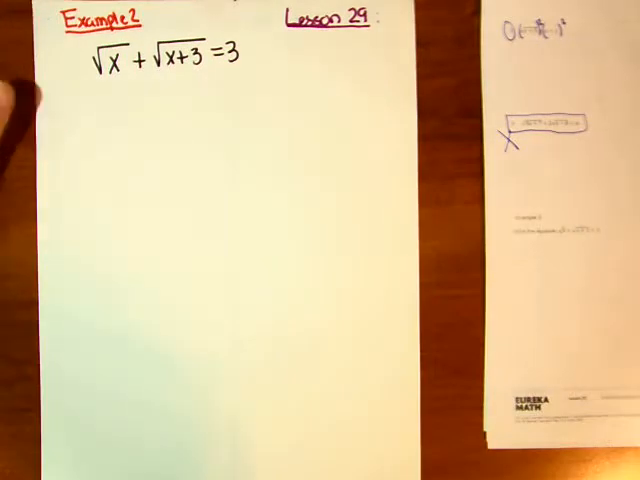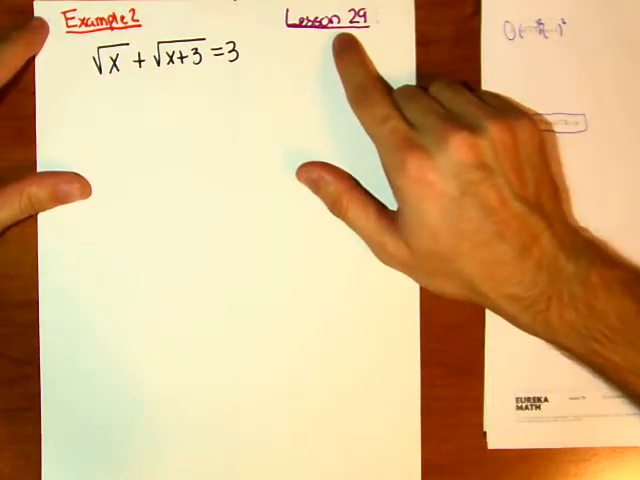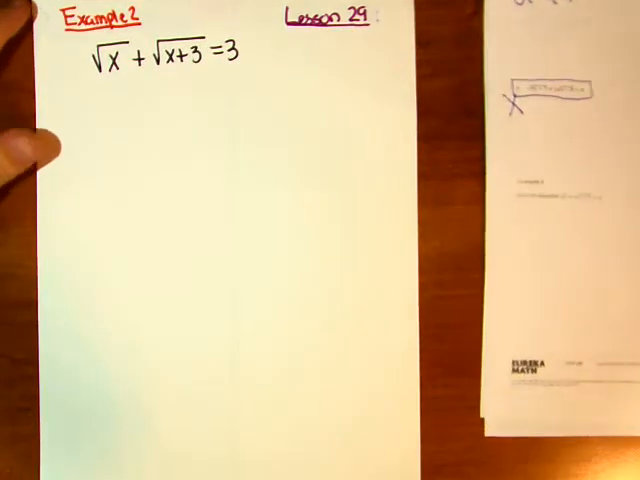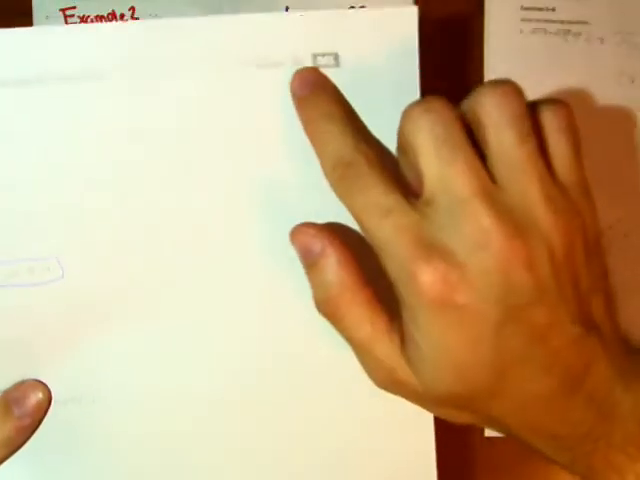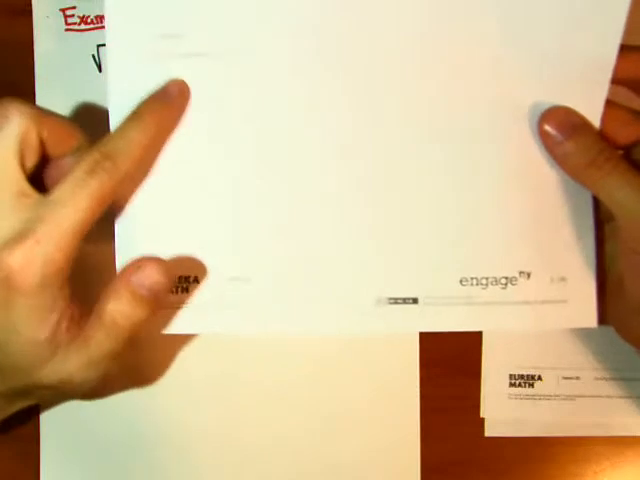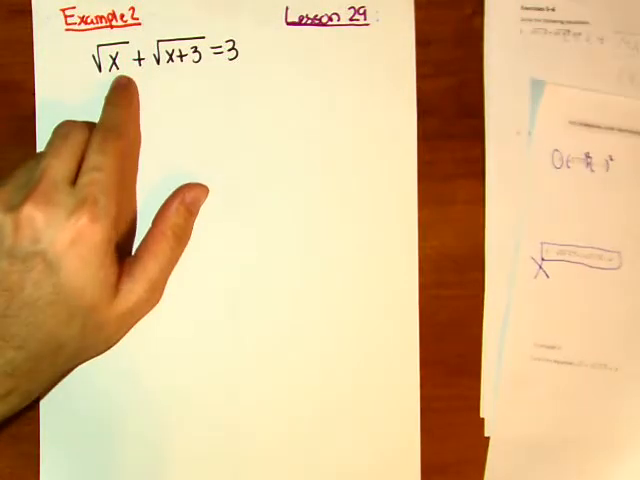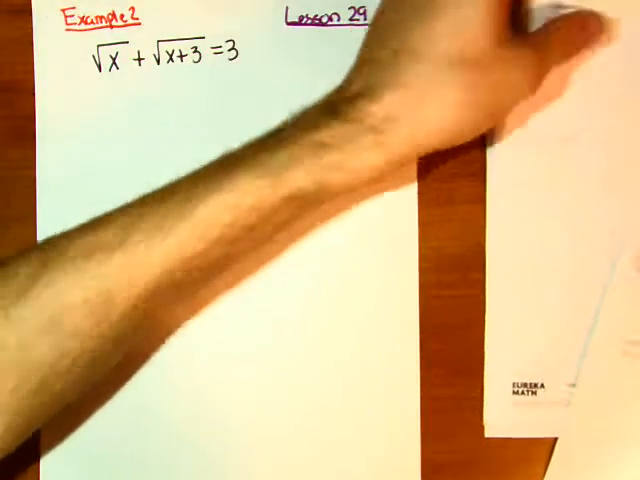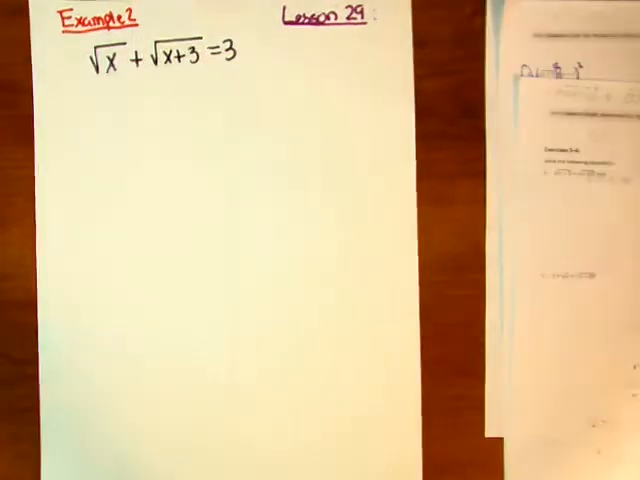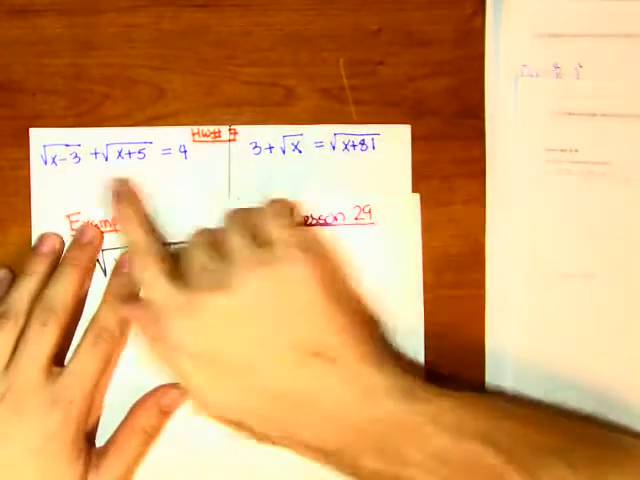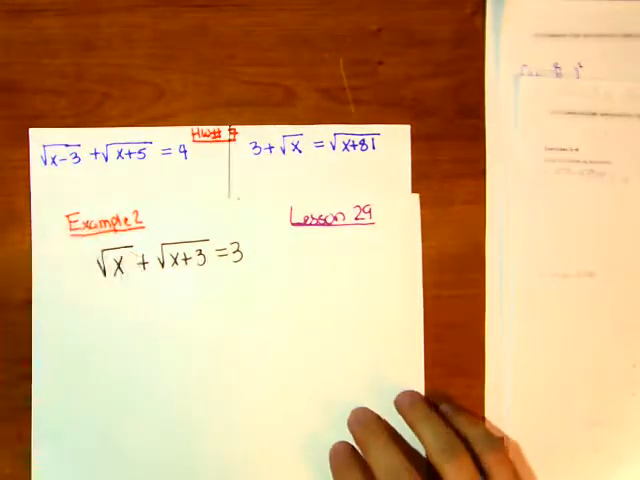Okay, welcome. So, game plan for this video is just to go over the 3 questions that we went over yesterday in lesson 29. So the first question is in your packet. It's example 2, right? It looks like this: square root of x plus square root of x plus 3. And the other 2 questions are your homework 7, which are this question and this question. Okay, so we'll go over all 3 of those questions in this one video.